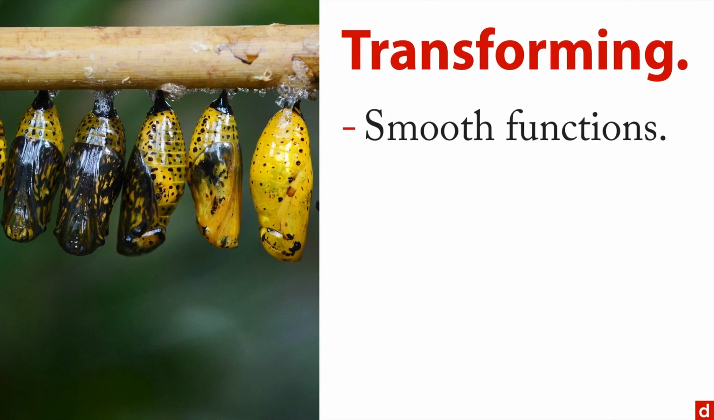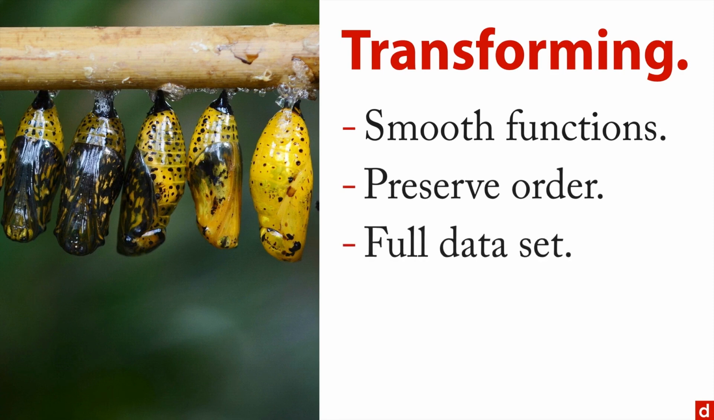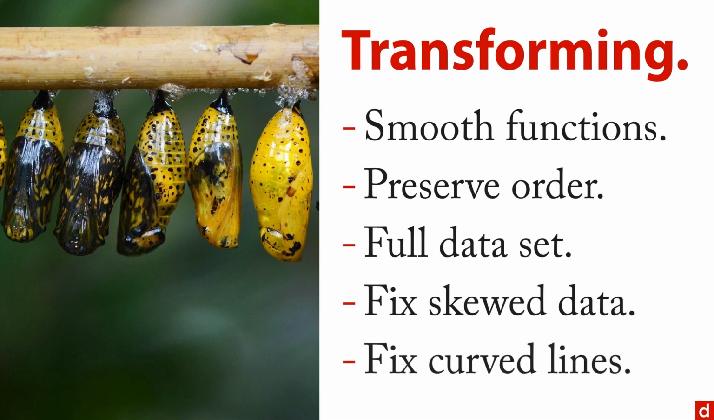But the idea here is you take a sort of difficult data set and then you do what's called a smooth function. There's no jumps in it, and something that preserves the order, and it allows you to work on the full data set. So you can fix skewed data, and in a scatter plot, you might have a curved line. You can fix that.